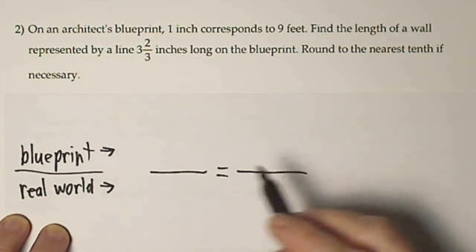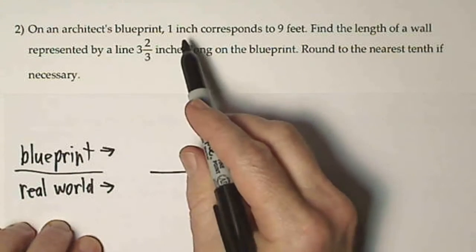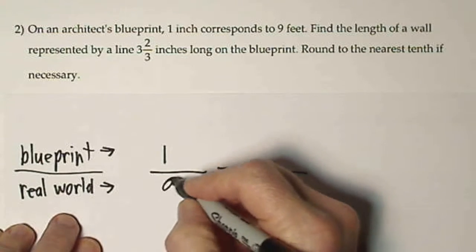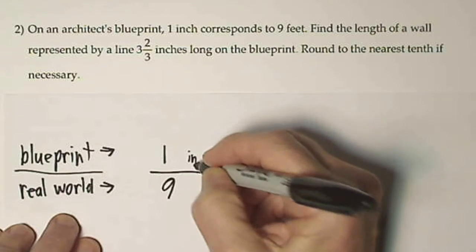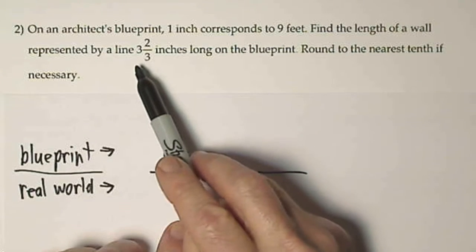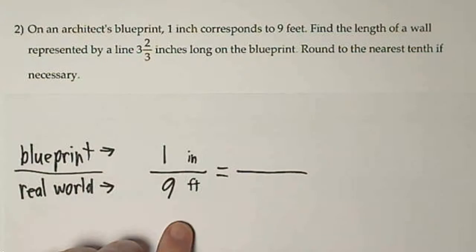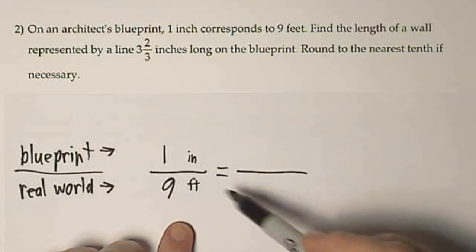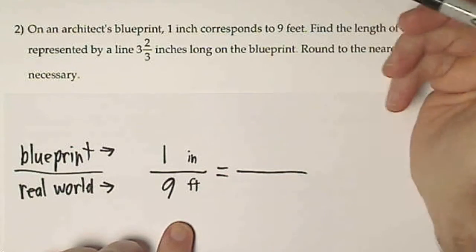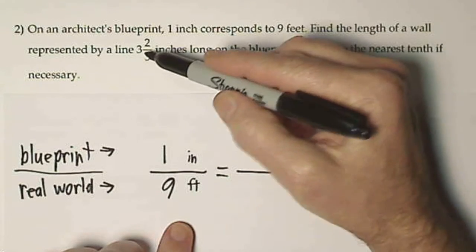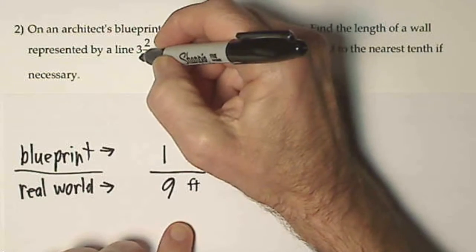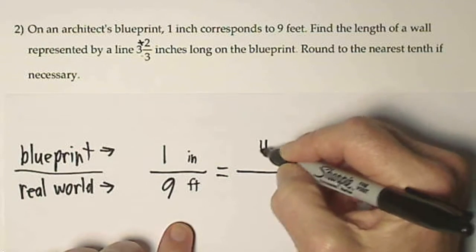Alright, so I'll have a fraction equals a fraction. So blueprint, that's 1 inch, corresponds to 9 feet in the real world. So that's 9. I'll put my units here, but I'm not going to worry about them too much. The length of the wall represented. Okay, so the line on the blueprint is 3 2/3 inches long. I'm going to be multiplying and dividing here, so I do not like having a mixed number. Let's change 3 2/3 to an improper fraction. If it was easy to turn it into a decimal, we might do that, but we would have to round it if we did that. So let's keep it as an improper fraction. So that'll be 11 thirds.